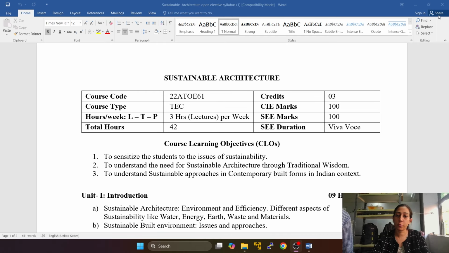So this is about the elective offered from the architecture department. It is on sustainable architecture. Myself, architect Neha Pandit, and along with me one of the senior faculty, architect Pratiksha Navelkar ma'am, would be taking this studio for you.